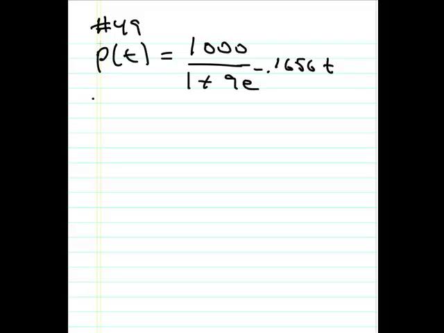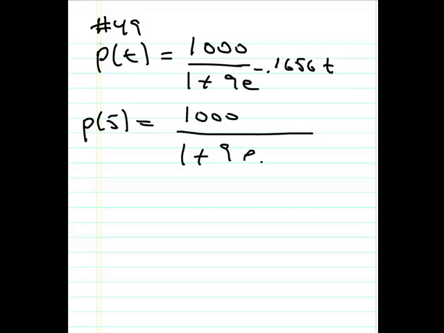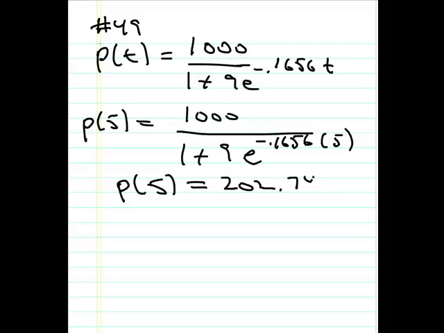Now, you're given the graph in the picture. They're asking you to estimate the population after 5 months. Without estimating it, we can just find P of 5. You're going to plug that into your calculator. This is 1,000 over 1 plus 9e to the negative 0.1656 times 5. Plugging that in your calculator, P of 5 is equal to 202.745, which, because we're talking about animals, is rounded to 203.